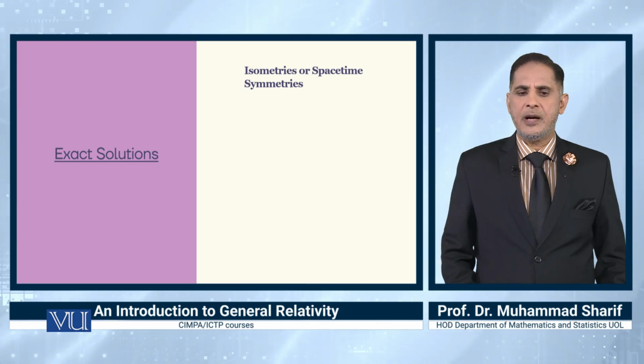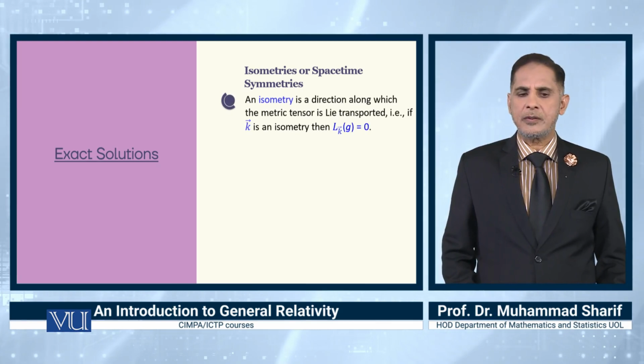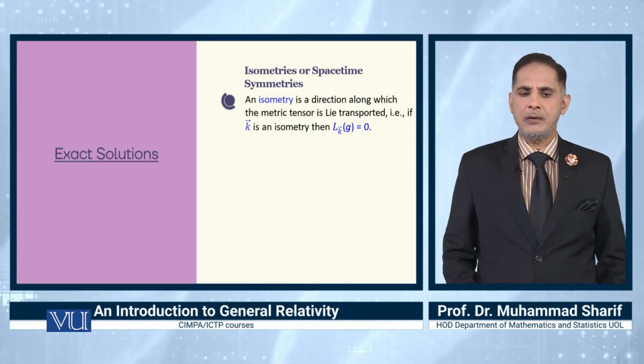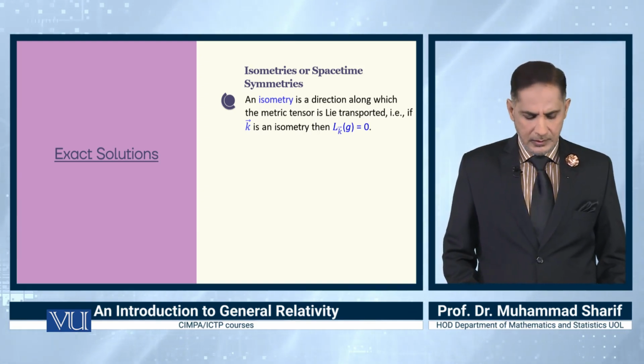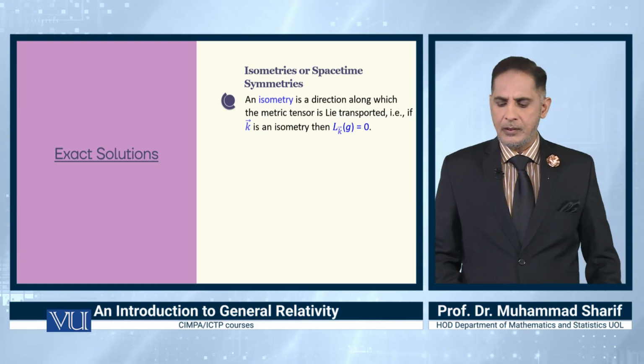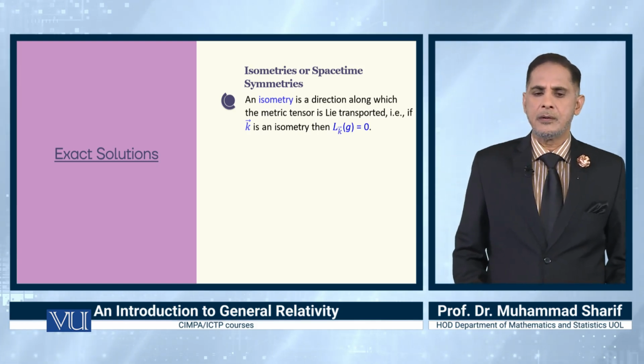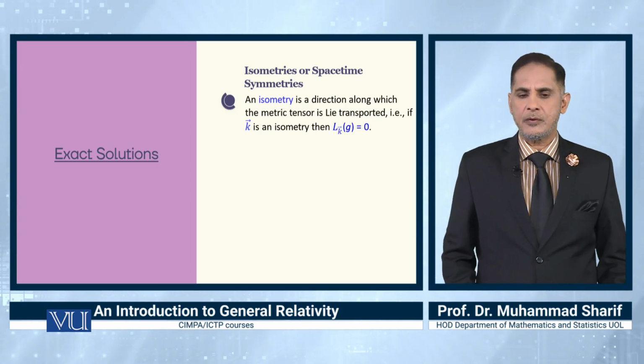Now, let us discuss isometries or space-time symmetries. In fact, this has already been discussed when we discussed the Killing equations and Killing vector. So, just for the sake of review, an isometry is a direction along which the metric tensor is retransported. Its mathematical expression is given here: Lie derivative of the metric tensor with respect to some vector.